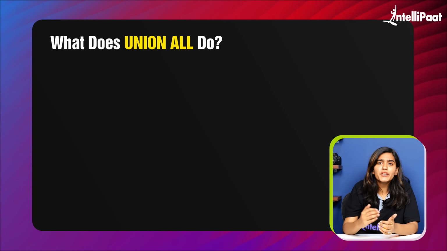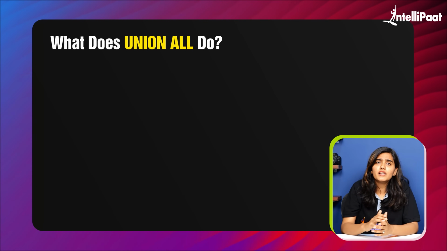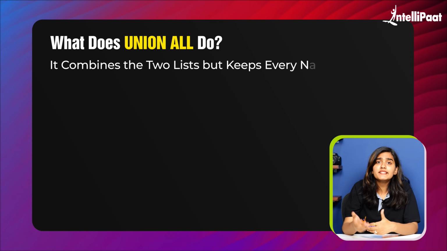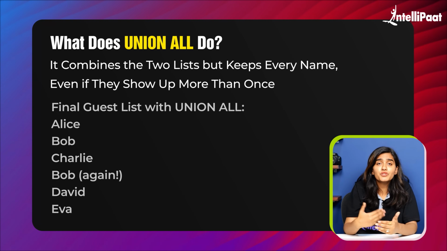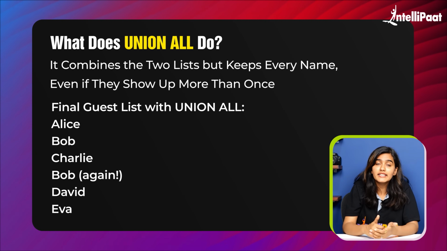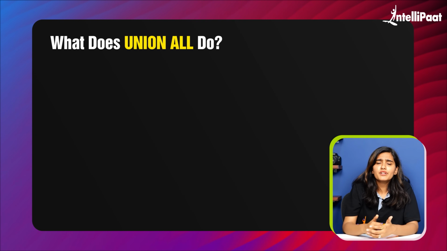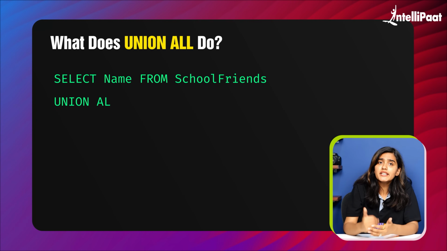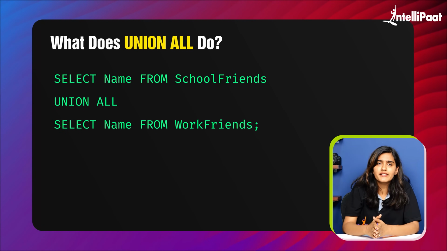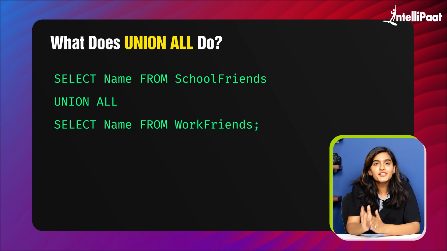So what does union all do? Now let's say you want to include everyone on both the lists, duplicates and all. This is where the union all operator comes into play. It combines the two lists but keeps every name, even if they show up more than once. So your final list will contain the duplicate values also. For example, Alice, Bob, Charlie, then again Bob, David and Eva. In SQL, it will look something like: select name from school friends table, union all, select name from work friend table. So that's all for union and union all.